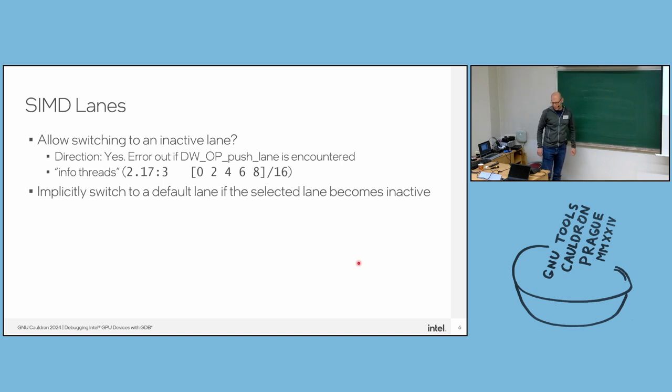One question here is, should we allow switching to an inactive lane? I'm going to make things unfortunately a bit complicated now, but currently in the downstream debugger, we don't allow it. But the direction is yes, we should allow it, because if you go to upper frames, in the upper frames, that lane may be active. Or it could also make sense that you switch to an inactive lane for some reason, and from the perspective of that inactive lane, it should still be possible to evaluate things that don't depend on the lane context.